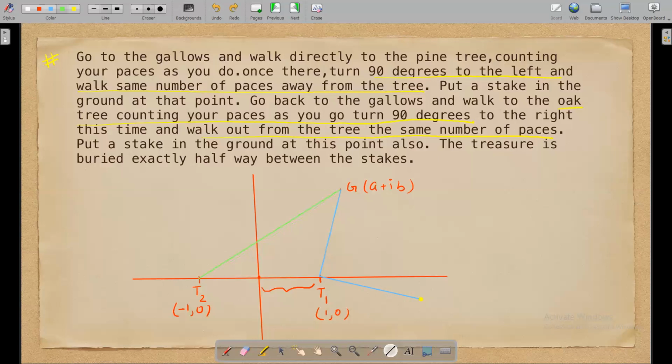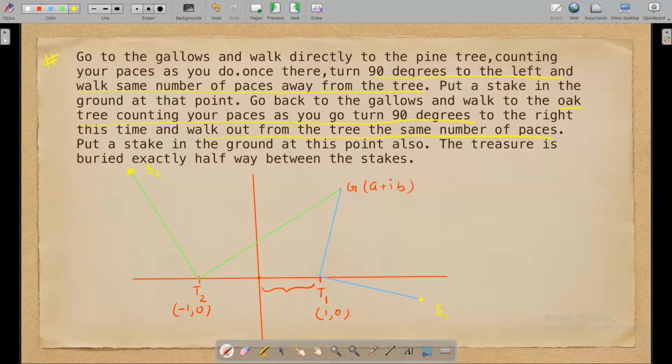From T2, the oak tree, you have to take a right turn and move an equal number of steps. So I'm moving 90 degrees right and taking an equal number of steps. You will reach this position, and at this position, again, you have to put a stake. So I'm going to put a stake over here as well. So this is the stake. I'm just naming these two stakes as S1 and S2.